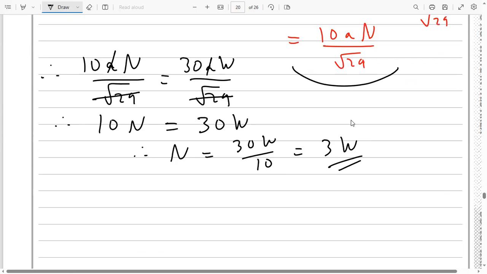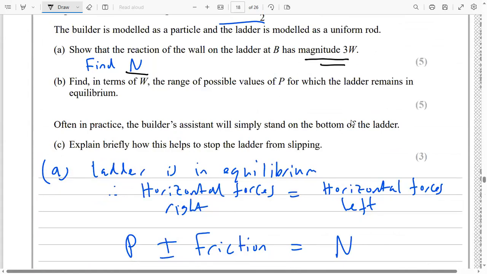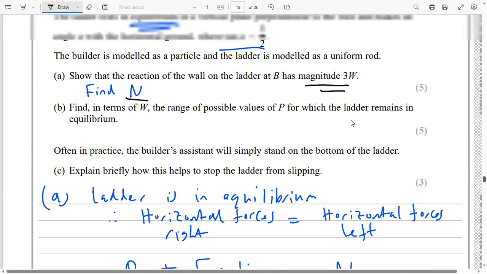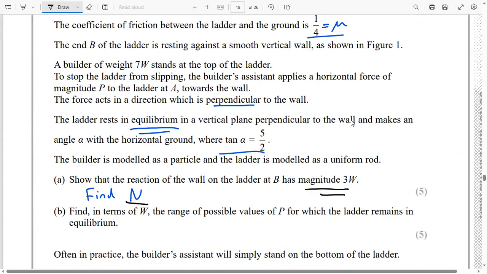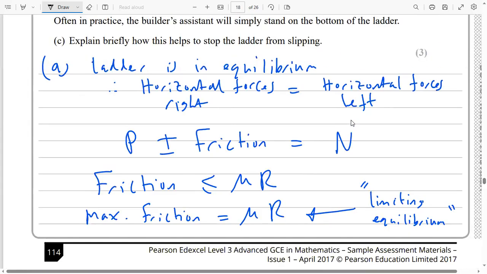So let's go on to, sorry, my pen tool's not working. Let's try this. Okay, let's go on to part B. Part B of the question says, find in terms of W the range of possible values of P for which the ladder remains in equilibrium. So we want to find the range of possible values of P. Now, this links into what we did when we resolved our forces. So actually this equation here is going to be very, very helpful.